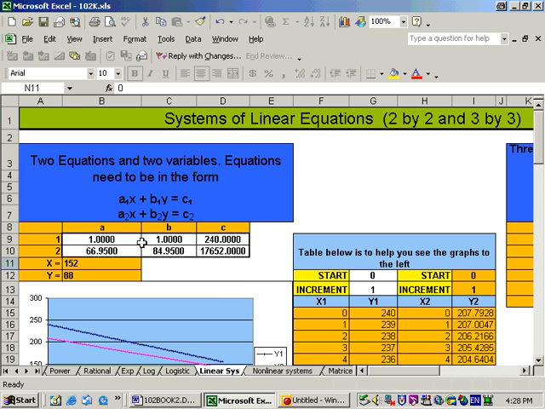$17,652. And just put those into this linear sheet right here, and you'll get this answer.